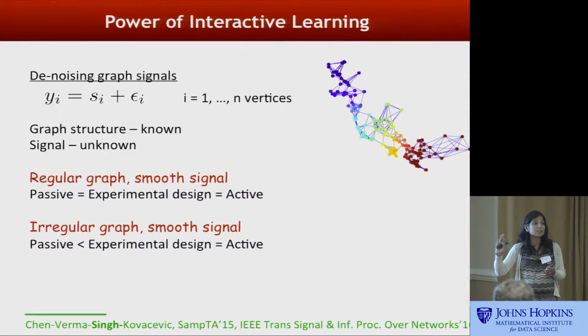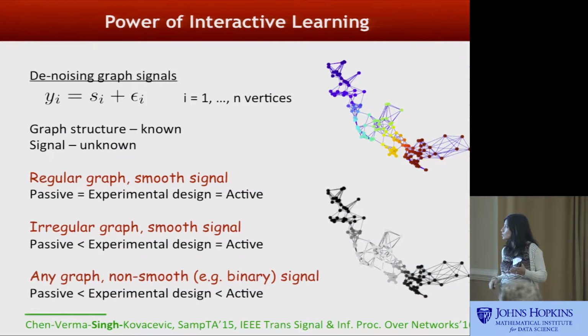Okay? If I have an irregular graph, but still a smooth signal, a signal that behaves nicely on this graph, then you can show that experimental design can leverage the fact that we know the graph, which is heterogeneous, but we know it, and actually improve on the passive results. But active learning does not buy you much more because the heterogeneity is known. Your graph structure is known. Signal is still smooth. All right?